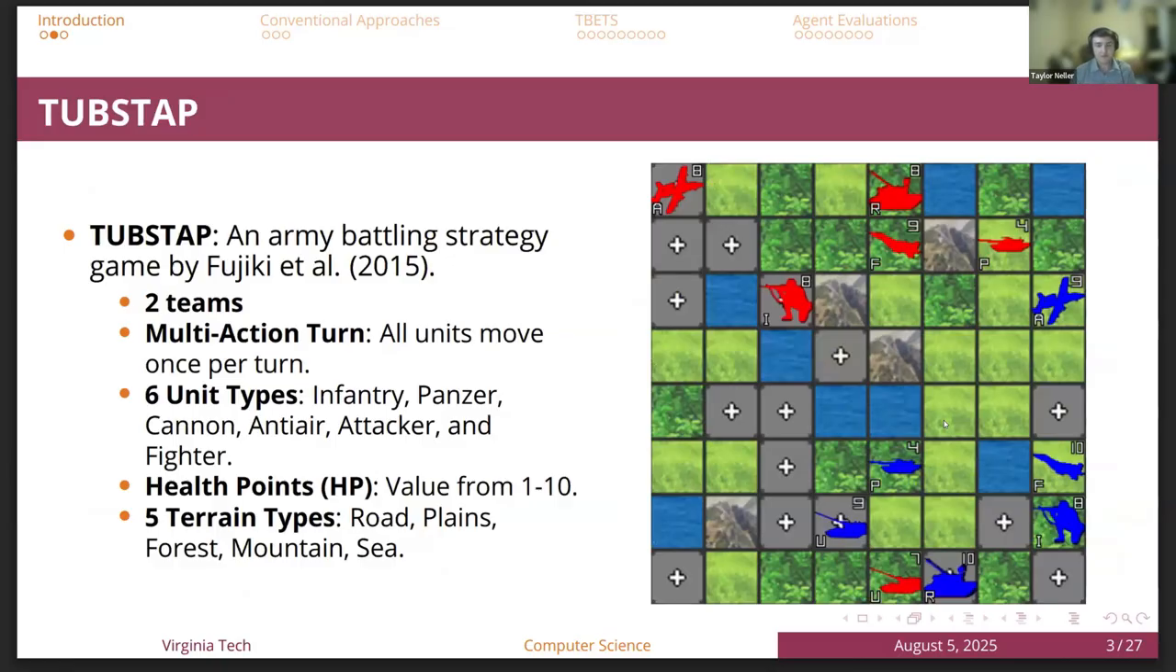We chose a simplified version of Advance Wars called TBS-Stab, a game framework made by Fujiki et al. in 2015. This game has two teams, red and blue. Each turn, all of the units move once. There are 6 unit types. HP ranges from values 1 to 10 in the upper right corner of each unit here. And there are 5 terrain types that units traverse. We chose this game not only because it's fun, but also because it's representative of turn-based strategy, and there's a body of work to accompany it as well.